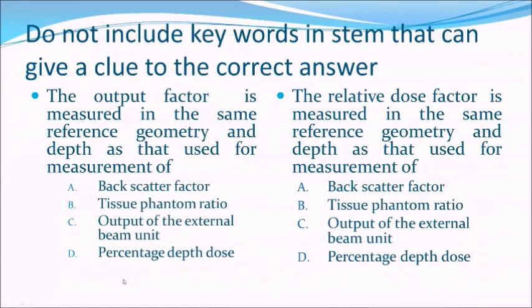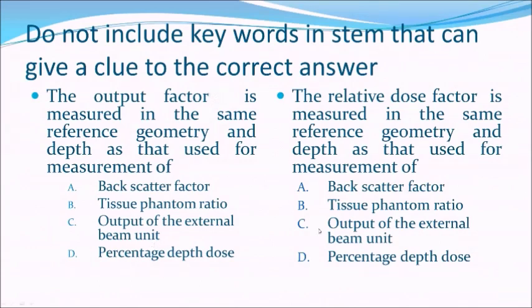Do not include keywords in the STEM that can give a clue to the correct answer. I'm giving a very good example of how the keyword helps. Look at this question: the output factor is measured in the same reference geometry and depth as that used for measurement of backscatter factor, tissue phantom ratio, output of external beam unit, percentage depth dose. I am giving a very good clue. This answer has to be the C, because of the output factor and the output, you will easily catch that.